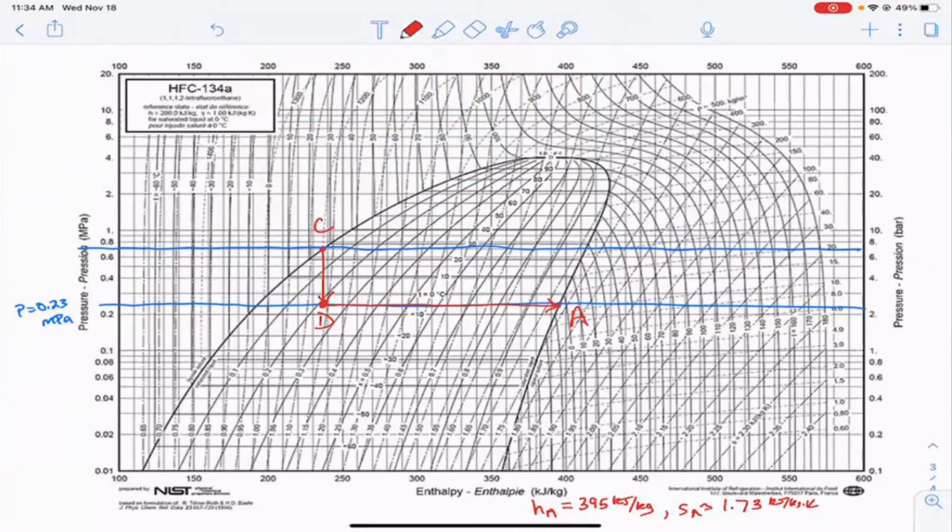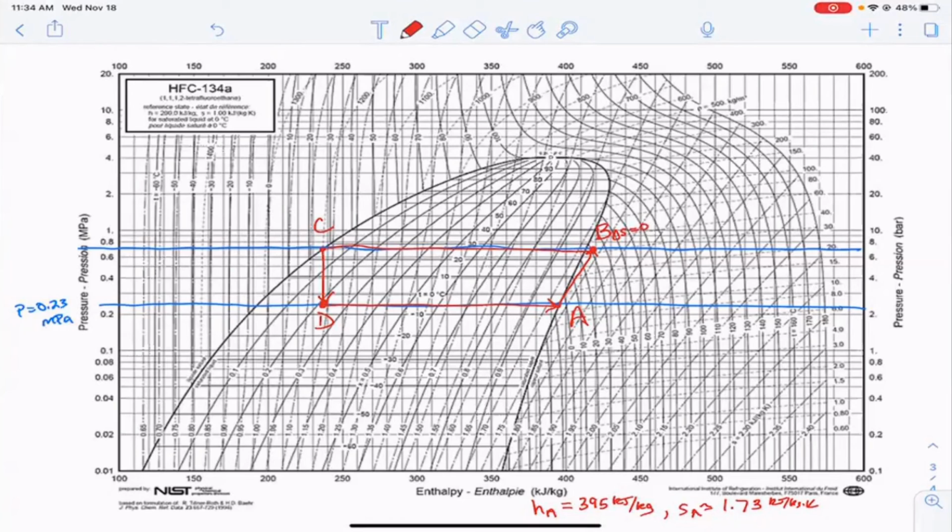And so I'm going to take my line at approximately that same entropy value up to the higher pressure. So here's 1.7, here's 1.75. And so we're right here, more or less. Right? So we're going to call that B for the isentropic case, right? So we've solved B when delta S is equal to 0.